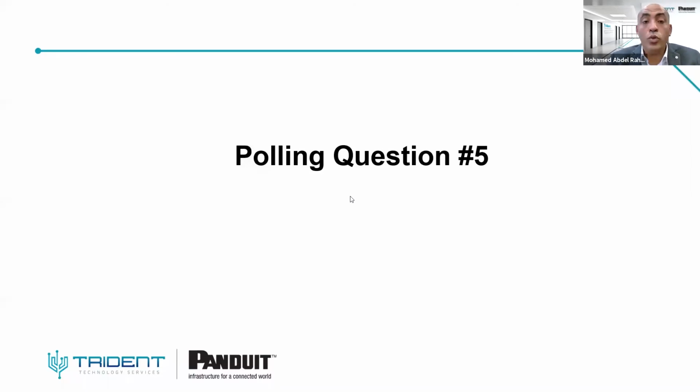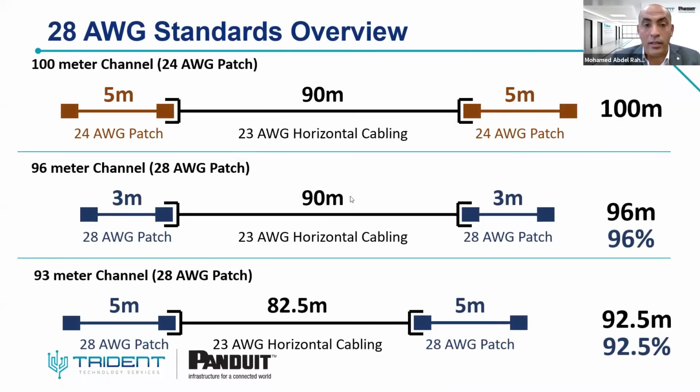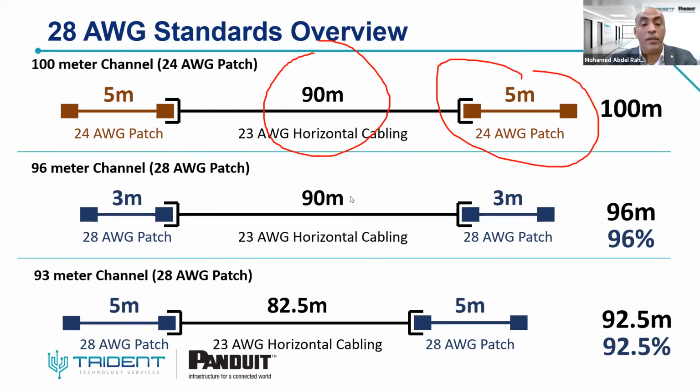Okay. Due to the smaller size of the patch cord, you have a limitation for the distance. The distance is not 100 meters. 100 meters applies when you are using 90 meters of horizontal cable and you have the flexibility to have 10 meters for the patch cord with 24 AWG. But when you are going to 28 AWG, you have something called a derating factor. The derating factor must be considered.